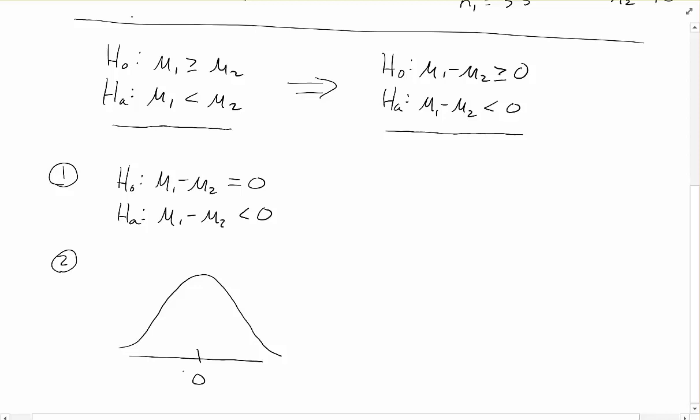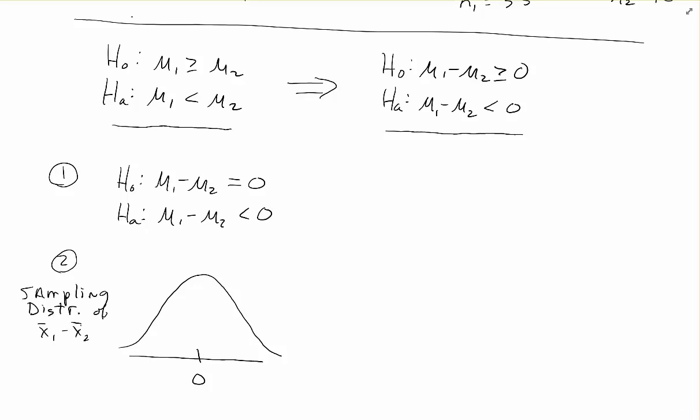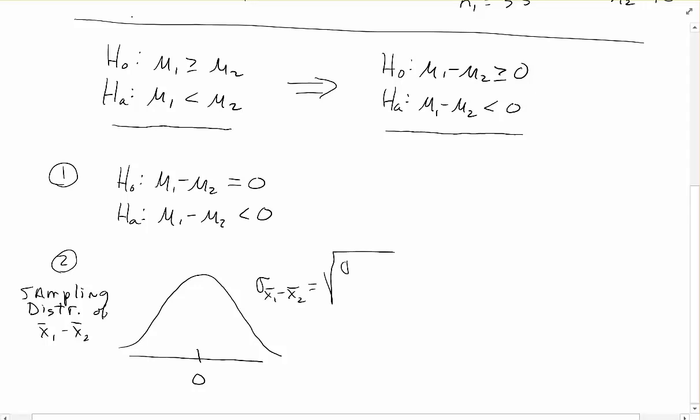Assuming that the null hypothesis is true, our sampling distribution, and let me mark this, the sampling distribution of the difference of the sample means. If the null is true, they would be normally distributed around 0, with standard deviation given by the formula square root of sigma 1 squared over n1 plus sigma 2 squared over n2. Now we don't have the population standard deviations. We just have sample standard deviations, estimates of those population standard deviations.